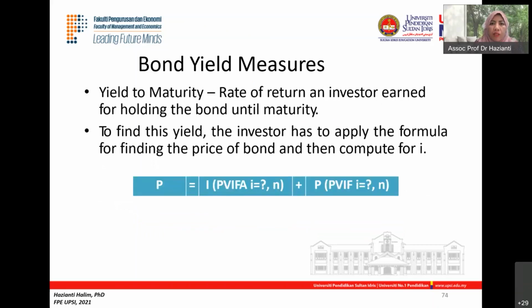And the last one we have is yield to maturity. Yield to maturity is obtained at the maturity date. So it is the rate of return an investor earns for holding the bond until maturity. We use the formula for finding the price of the bond from earlier, and then compute for I. You can use the table or you can use a financial calculator. It is easy, with a financial calculator, just press the buttons.